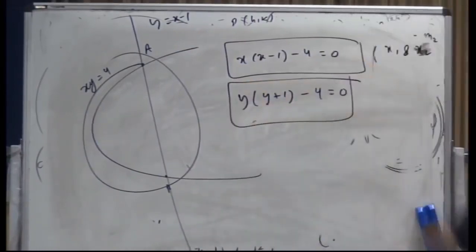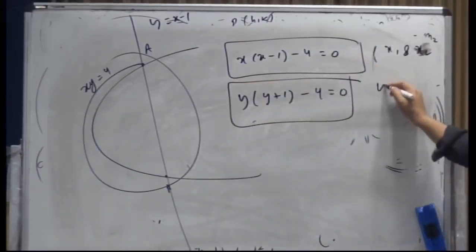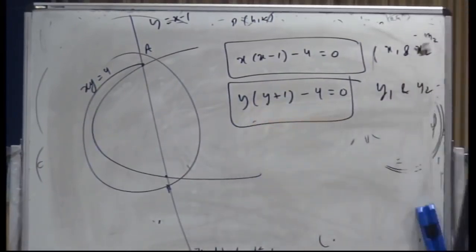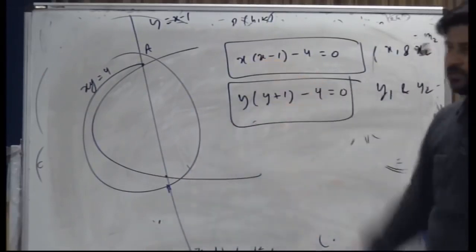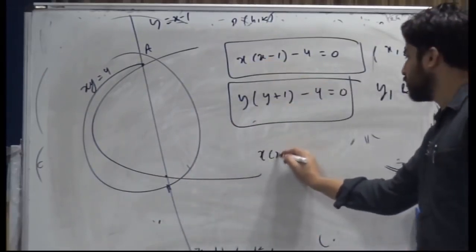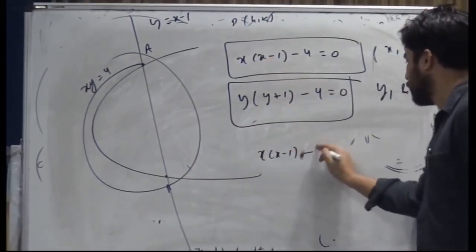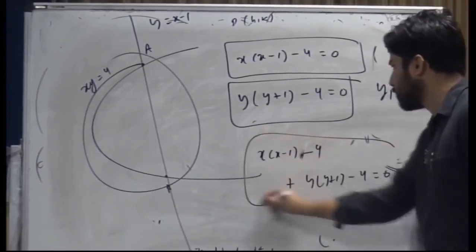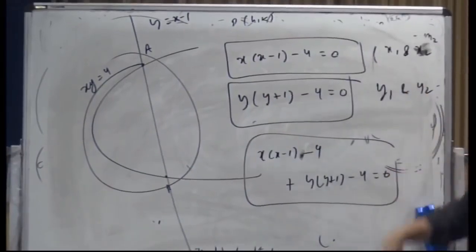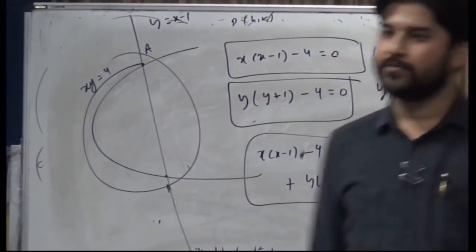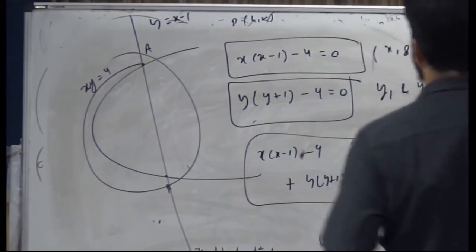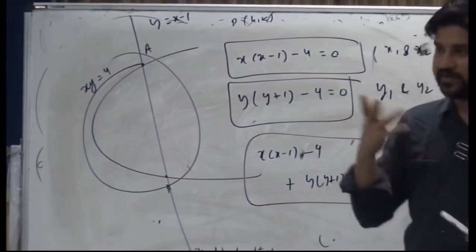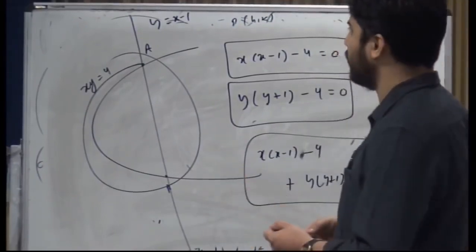This is a quadratic equation in y. What is the coefficient of y square here? 1. So the answer is x into x minus 1 minus 4 plus y into y plus 1 minus 4 is equal to 0. Don't make the mistake of adding 4 and 4 to make 8 here. Okay? Understood? So this becomes very easy, right? It looks dangerous when you read it: xy is equal to 4, find the points, solve.